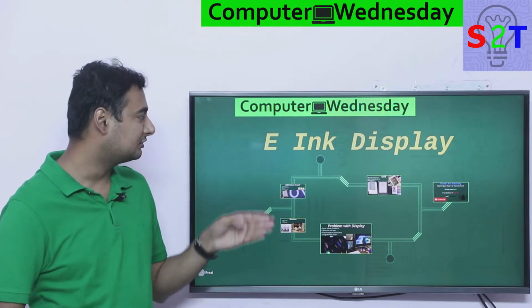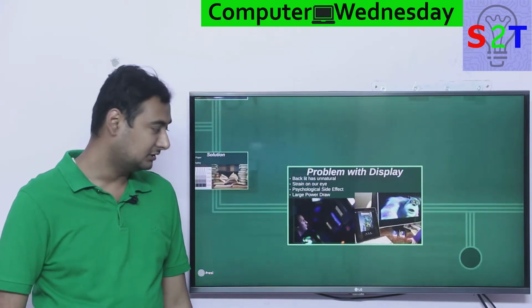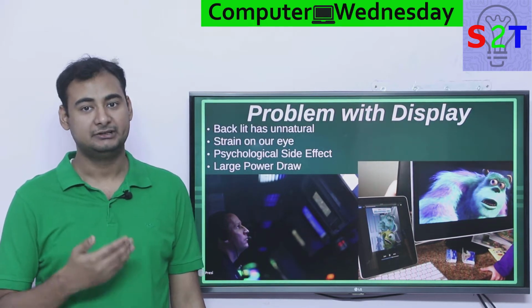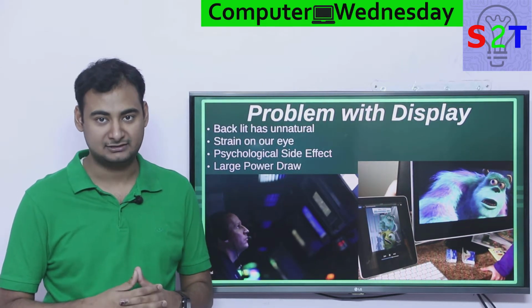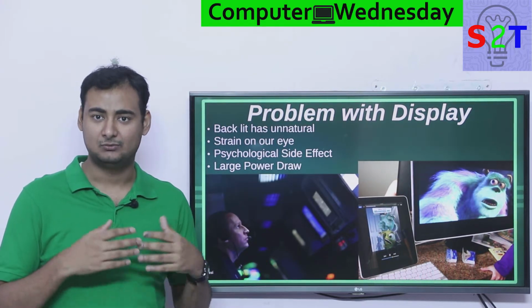In today's episode we're going to talk about e-ink display. So let's dive right into it. Now then the question becomes, why the heck are we talking about e-ink rather than LED or AMOLED? What is the problem with our current display technology? Now the first problem is backlit is unnatural for us. Why the heck is it unnatural?